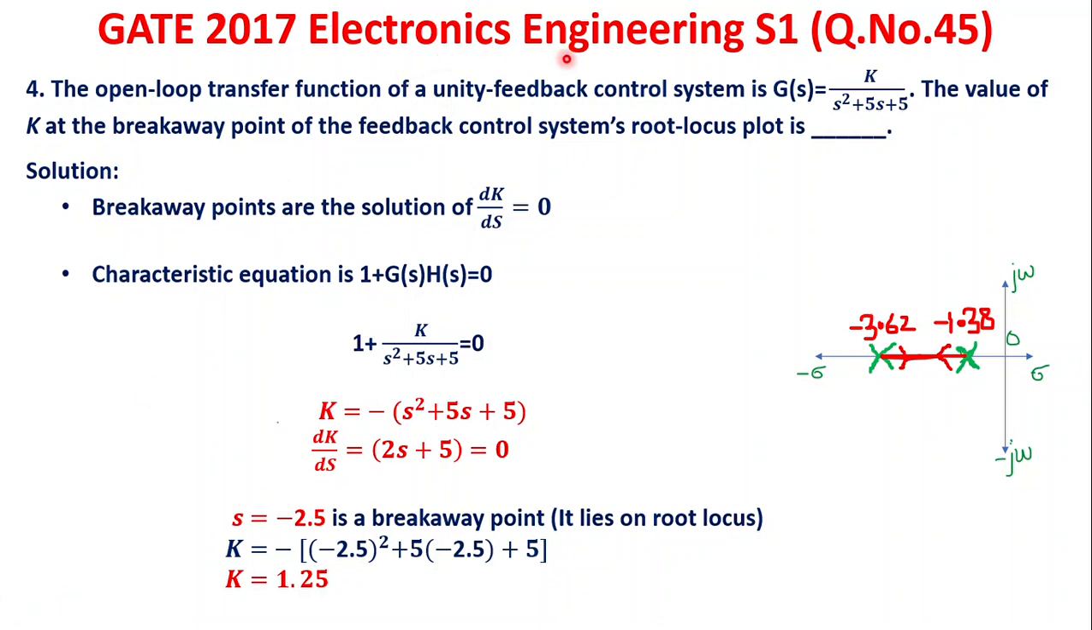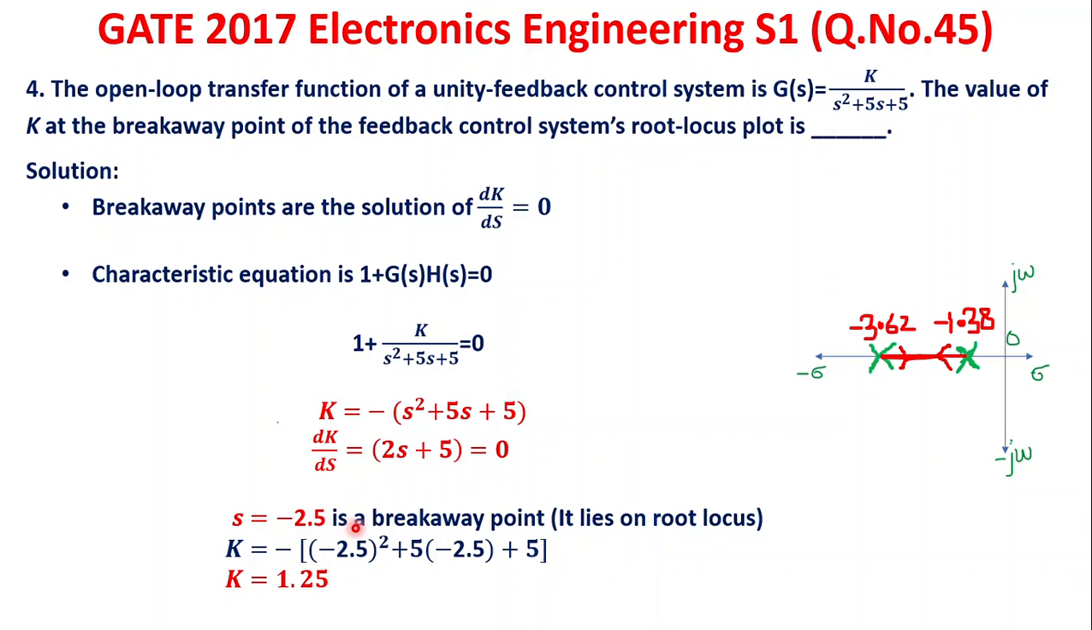It is taken from Electronics Engineering Set 1, question number 45, GATE 2017. The open loop transfer function is given with s square plus 5s plus 5. The value of k at the breakaway point of the feedback control system's root locus plot is dash. So it is a numerical answer type question. So as usual, breakaway points are the solutions of dk by ds equal to 0. So write the characteristic equation. From the characteristic equation, write the expression for k. Write the expression for dk by ds. So we get 2s plus 5 if we differentiate. So if we solve, s is equal to minus 2.5.